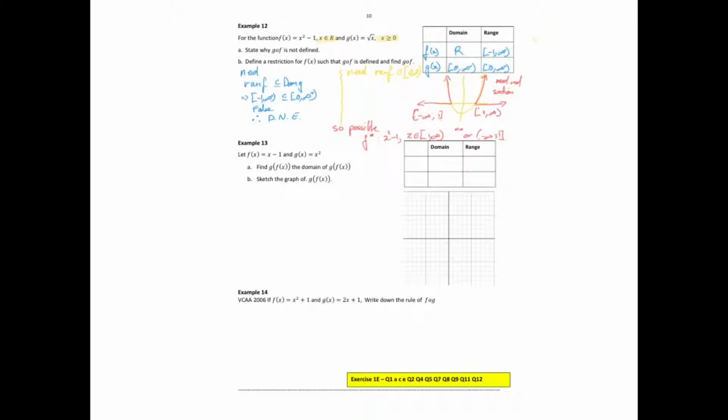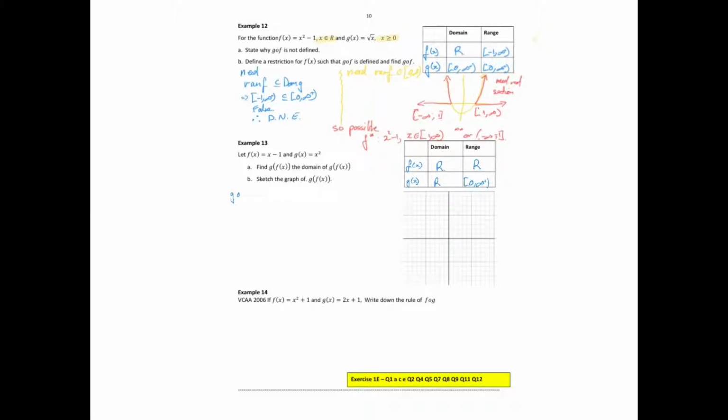Okay, so let's have a look at example 13. Same sort of thing, g of f of x. So we want to do our table of values. So the function f of x, x minus 1, well, obviously it's got a domain of R, and it's going to have a range of R as well. G of x, the graph of x squared, well, again, the domain is R, but the range of that is going to be from 0 to infinity.